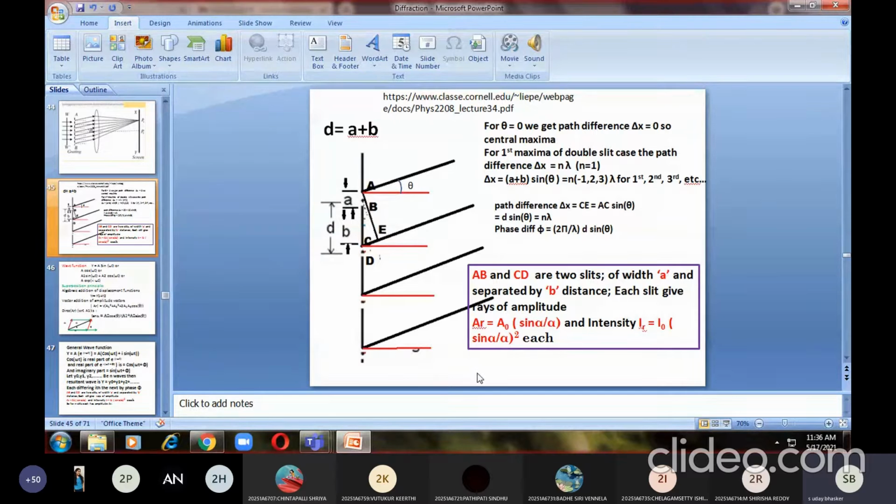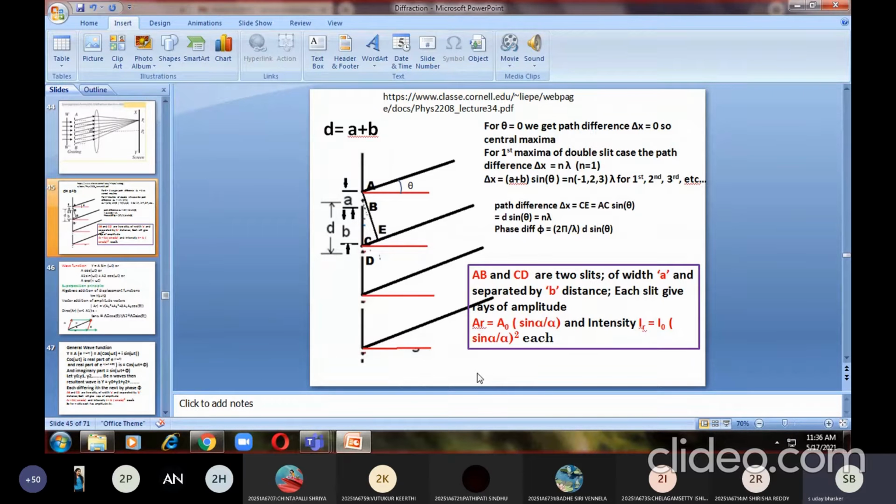That is given, right? What is theta? Theta is the angle made by the rays with respect to their original direction. So if this path difference is equal to N lambda, you'll get constructive interference. If the path difference is (2n plus 1) lambda by 2, you'll get destructive interference. The path difference can be converted into phase difference. That is what is given as phi equal to 2 pi by lambda d sine theta. The same thing is explained here.